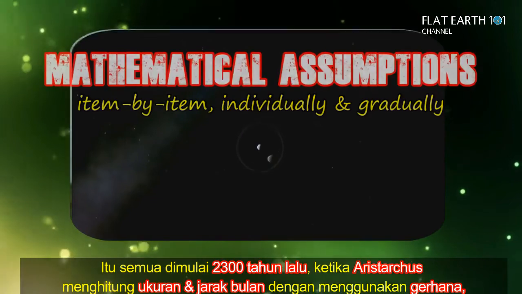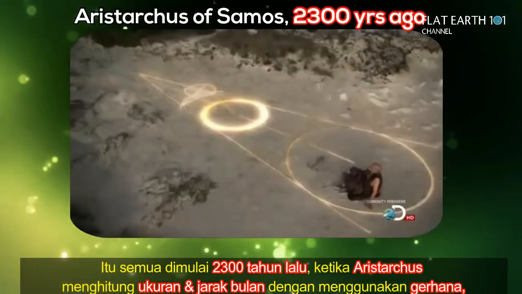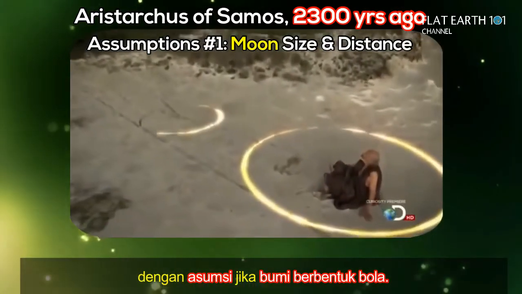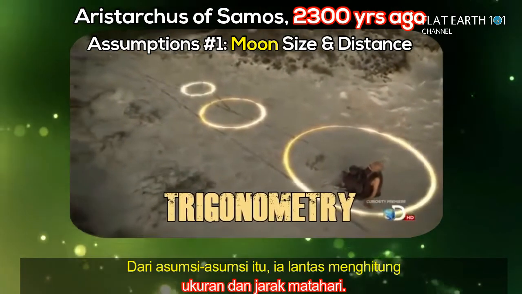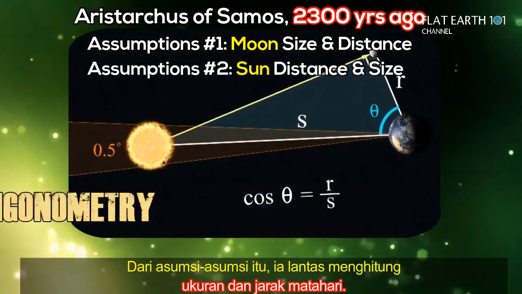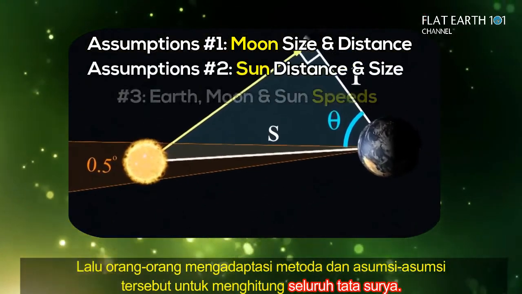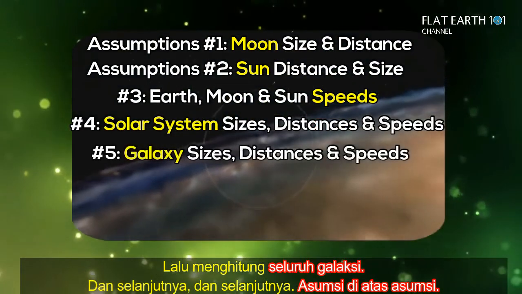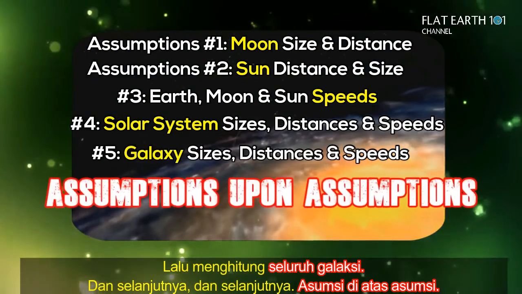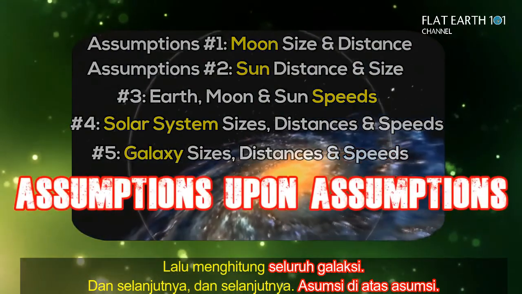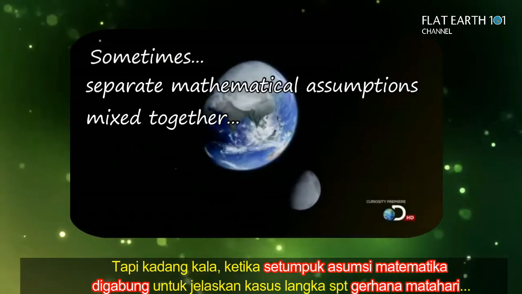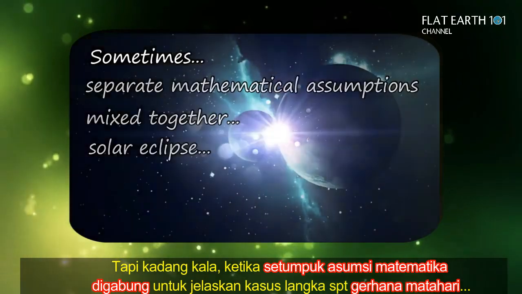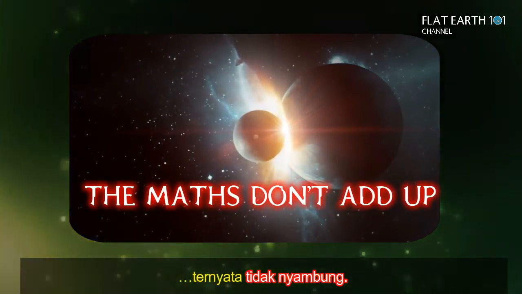They calculated one by one, gradually and individually within thousands of years. It all started 2,300 years ago when Aristarchus calculated the size and distance of the moon using eclipses based on assumptions if the earth was a ball. From that assumption, he calculated the size and distance of the sun. Then people adapted his method and assumptions to calculate the whole solar system, then the whole galaxy, and so on and so on. Assumptions upon assumptions. But sometimes, when a bunch of mathematical assumptions mix together to explain rare cases like a solar eclipse, they just don't add up.